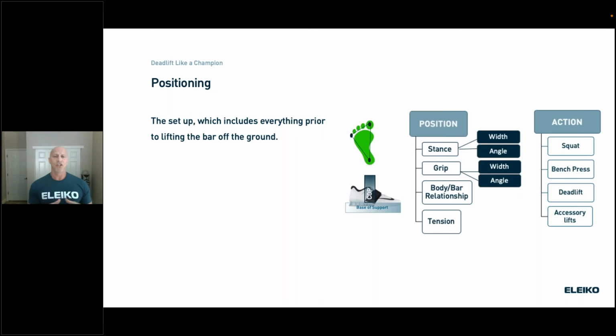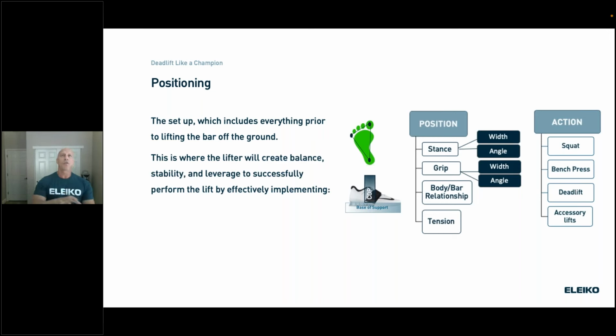Then it goes down to the positioning, and we're going to focus right now on the positioning. We'll get to the action in a second. The positioning is everything that you're doing prior to actually lifting the bar off the ground in the deadlift. That's going to include what we call stance, grip, your body-bar relationship, and then the tension. Within stance and grip, we have what types of widths and angles we're going to be using for the hands and the feet, because there are differences and there are different preferences.